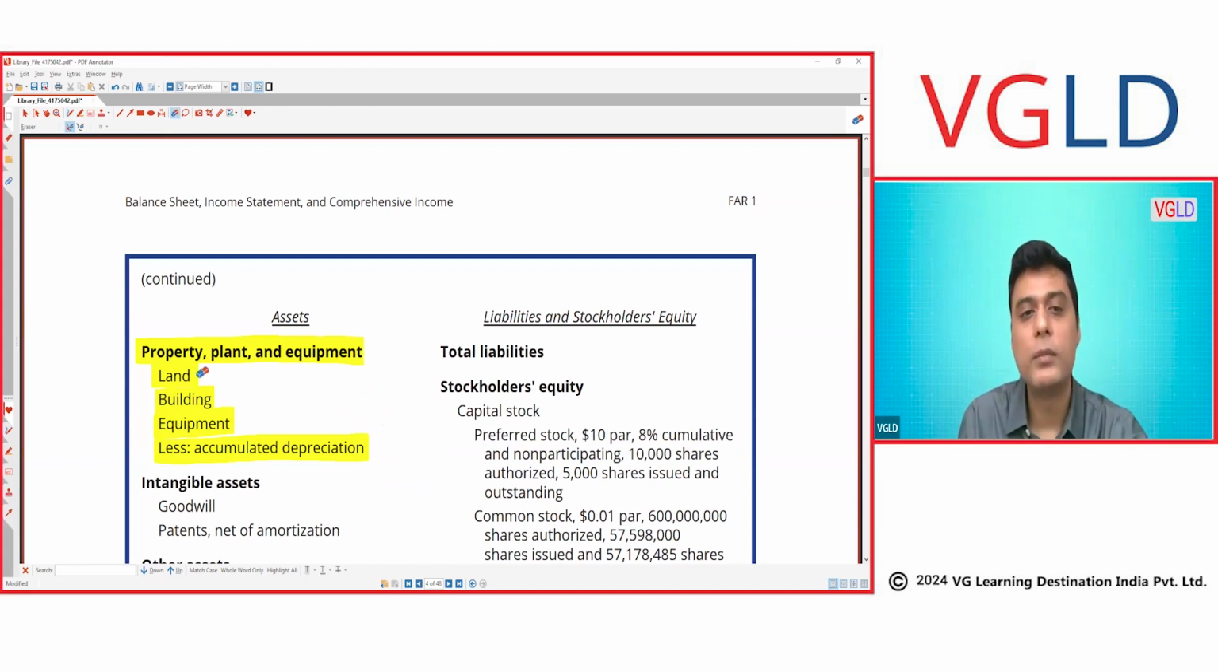And of course, all your property, plant and equipment items are subject to depreciation except land. Land is not a depreciable asset.